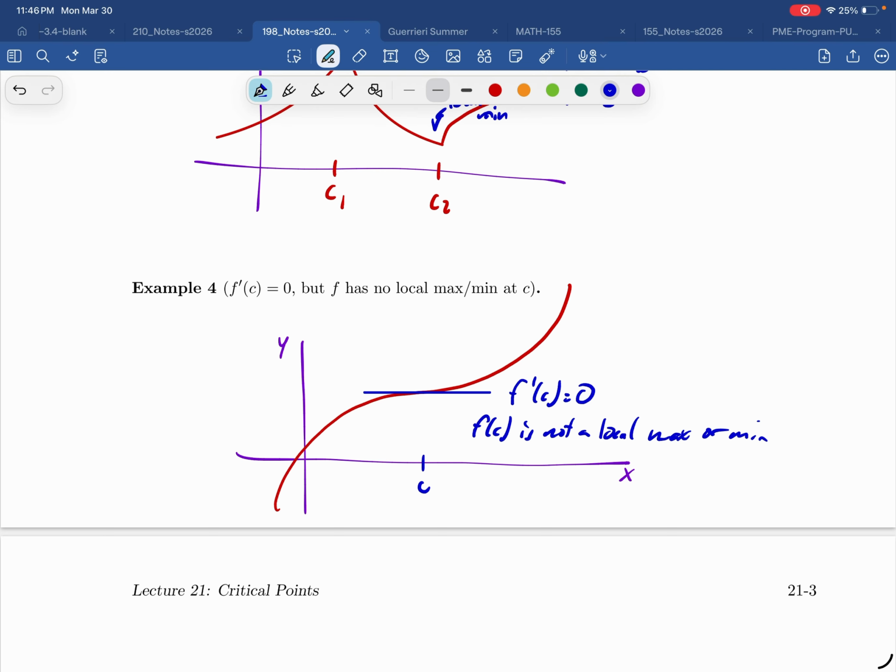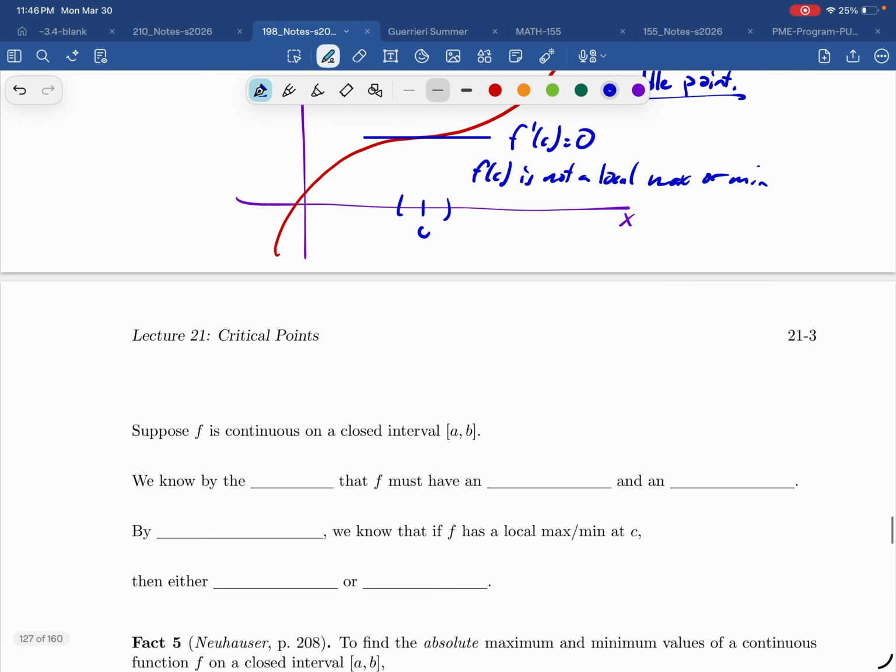But f prime of C equals 0, but f of C is not a local max or min, right? It's not bigger than all the values in any interval or any neighborhood, and it's not less than all the values in any neighborhood. So we say that the point C, f of C, is a saddle point. Term I might use every now and then. That's what it means.